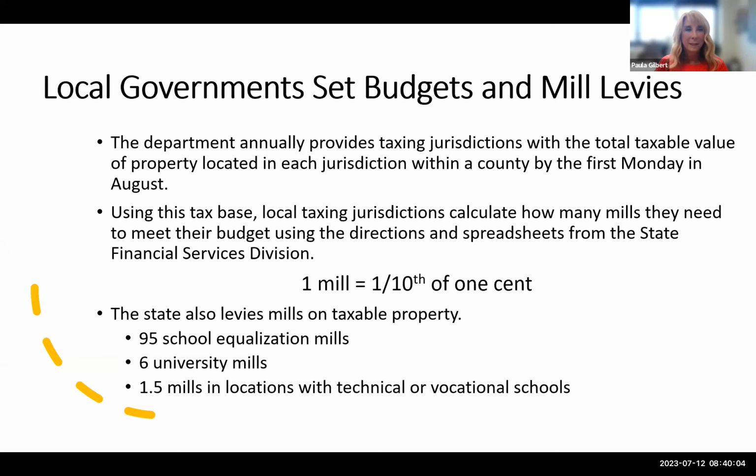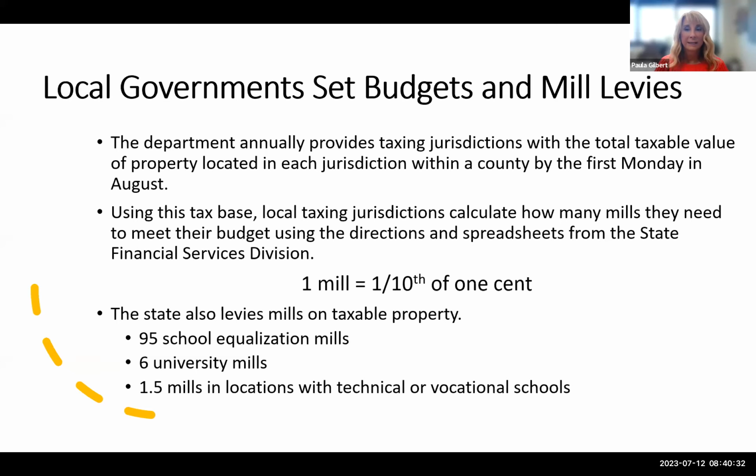When we talk about a mill, 1 mill is equal to 1/10 of a cent. So for every $1,000 of taxable value, 1 mill would equal $1. There are some mills levied at the state level. For example, the 95 school equalization mills, 6 university mills, and 1.5 mills in locations with technical or vocational schools.